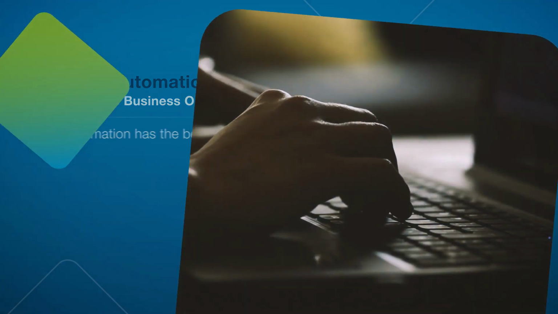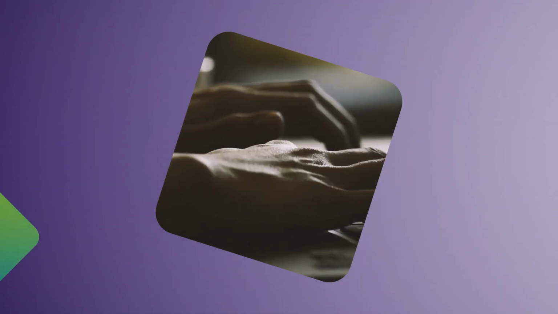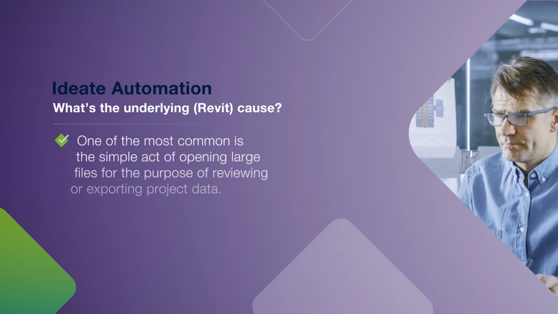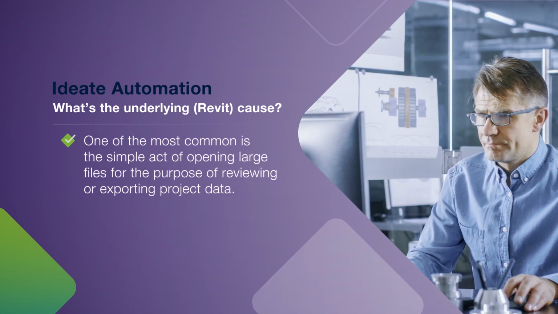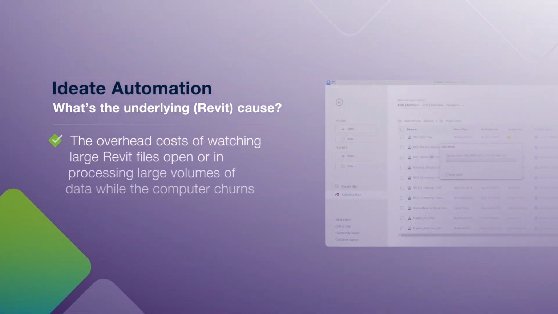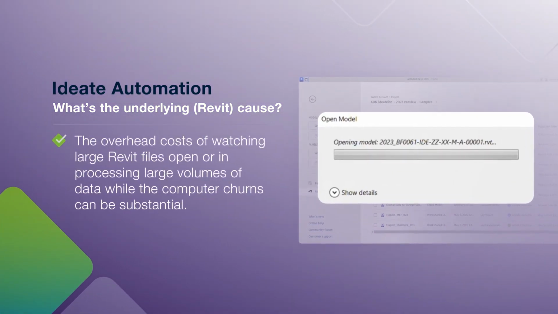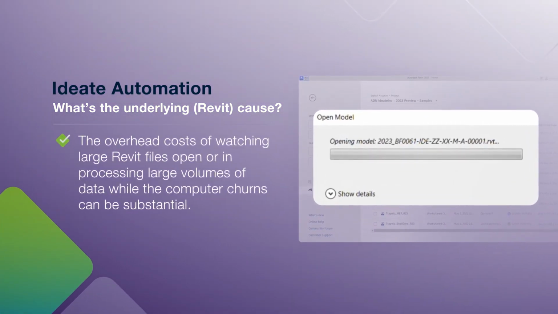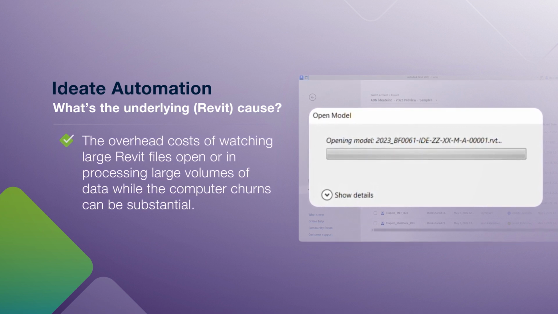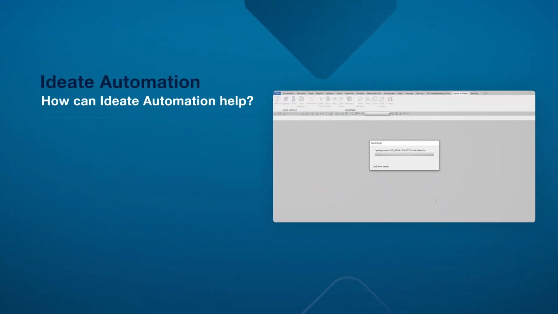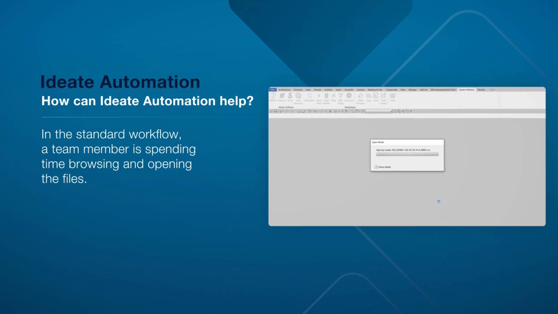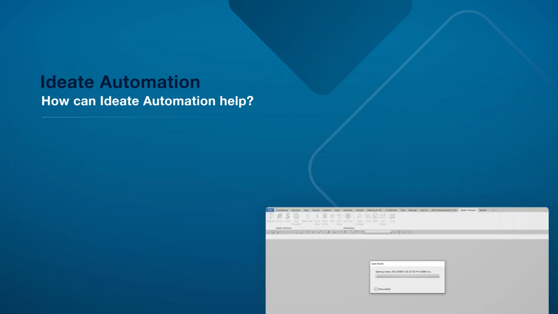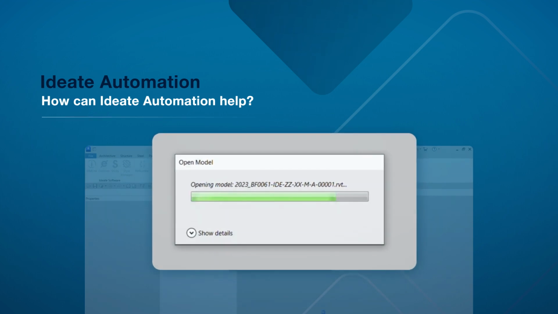There are many great examples of time-intensive, low-value tasks within the Revit project environment. One of the most common is the simple act of opening large files for the purpose of reviewing or exporting project data. The overhead costs of watching large Revit files open or processing large volumes of data while the computer churns can be substantial. In this standard workflow, a team member is spending time browsing and opening the files. Depending on the size of the file, this can be substantial.